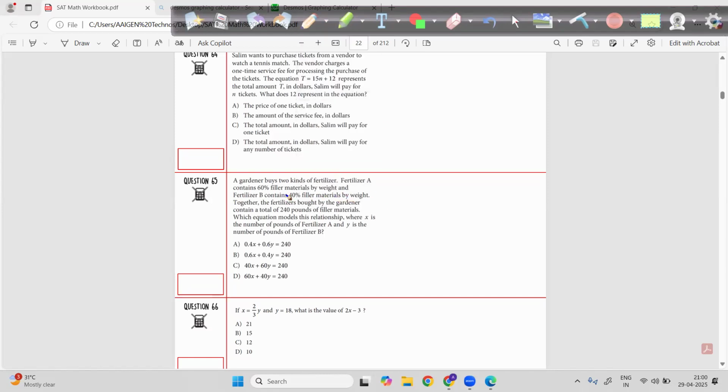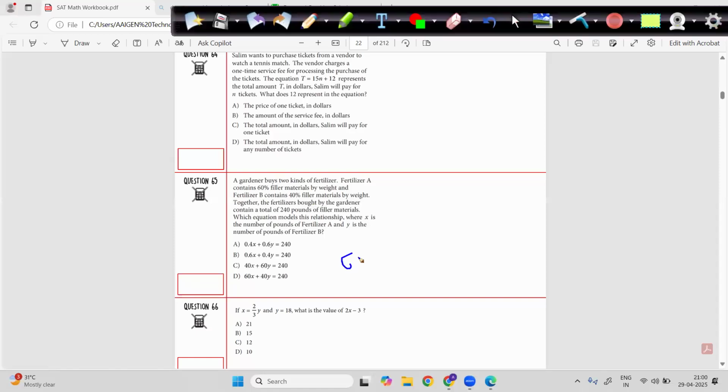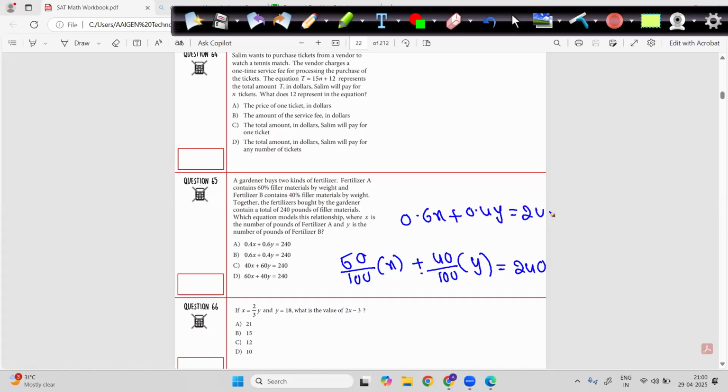So, A contains 60%. So, 60% of X plus 40% of Y is equal to 240. So 60% of X is 0.6X, 0.4Y is equal to 240, which is answer B. So answer should be B for Bangalore should be your answer.